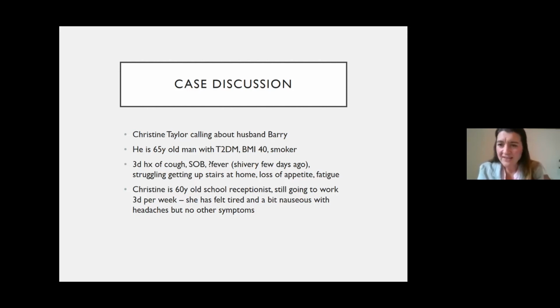So his acute history is that he's had 3 days of cough, breathlessness, and possibly a fever. They haven't measured it, but he was feeling shivery a few days ago. And perhaps more concerningly, he's struggling to get up the stairs at home. He's lost his appetite and is feeling very fatigued. Right there, I would already have heightened alert for this man because of the history of exertional symptoms and fatigue. He's only day 3, so he's still fairly early on in the trajectory. It may still just be the viral phase of the illness, but we would be concerned here about a looming inflammatory response.